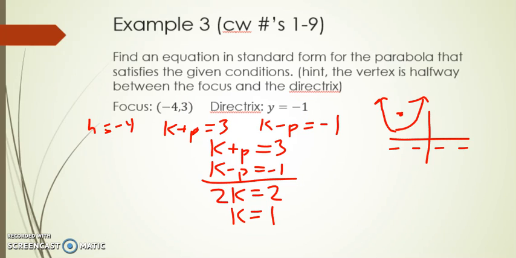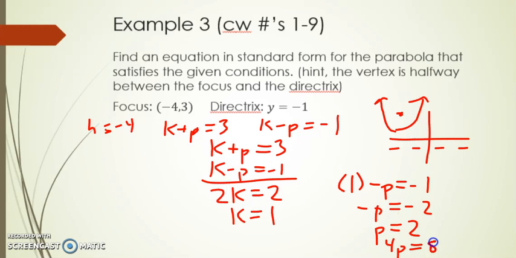Now we haven't actually labeled what the p value is, but since we know k equals 1, you can plug that into either of these two equations we wrote earlier and then solve to get the missing value. In this case, I'm going to plug into the formula on the right. So I'm going to have 1 minus p equals -1. If you subtract 1 to the other side, that gives you -p equals -2, which means p equals +2, and 4p must be 8.